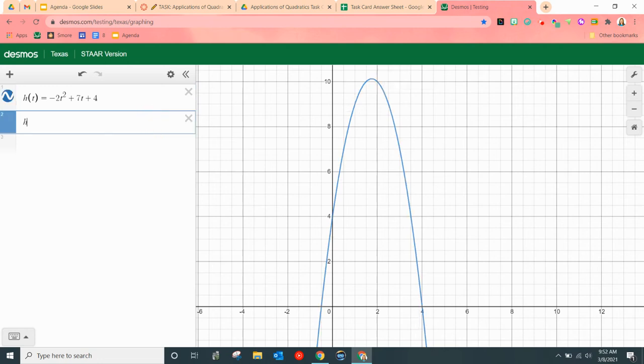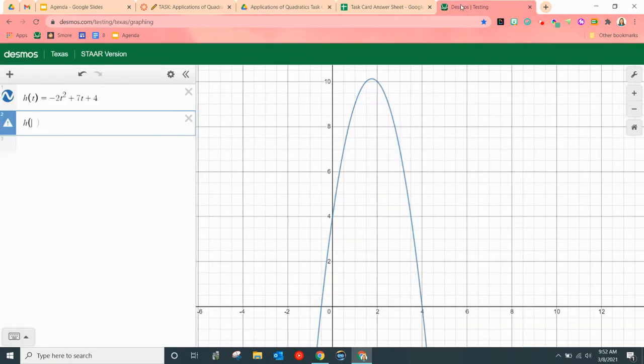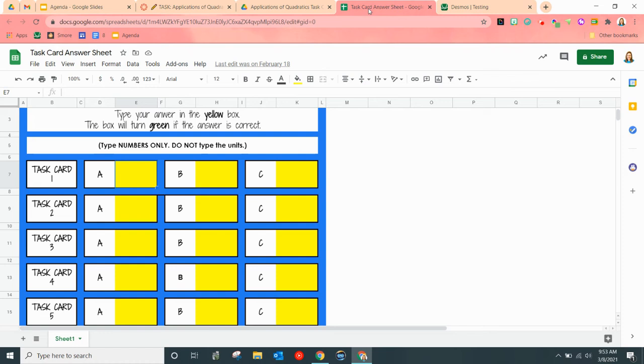But you also could come over here because remember, this is function notation. This is telling you time is input. And they're saying, hey, I have an input of 1 second. So I could ask Desmos, if I input 1, what's my output? Input is time, output is height. Oh, 9. So then I'll come over to my answer sheet and go, well, for number 1, I think it's 9. And you have to click it and then hit enter because it's not going to turn green until you either click out of that cell or hit enter.